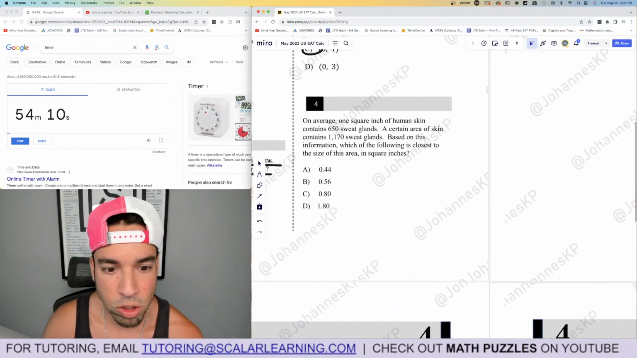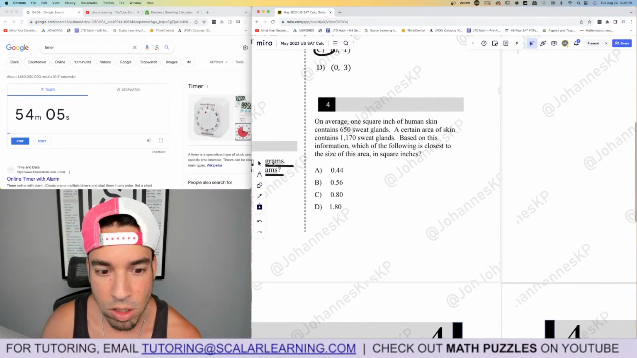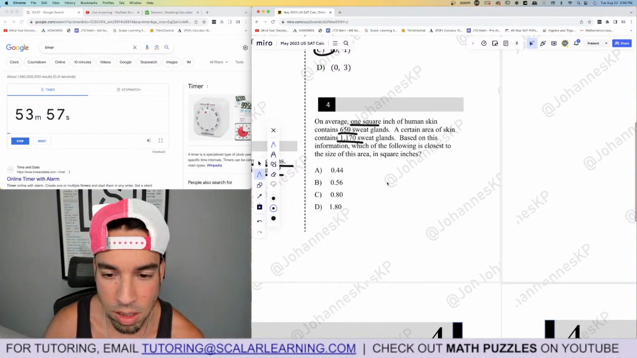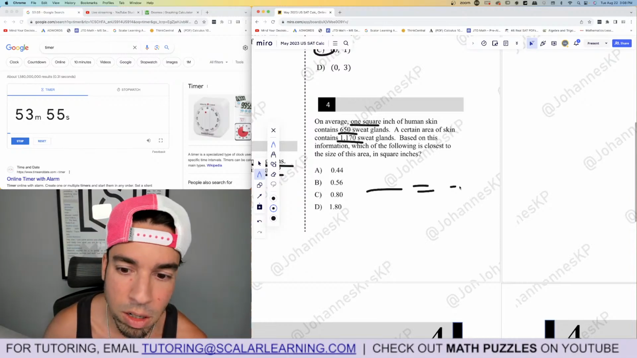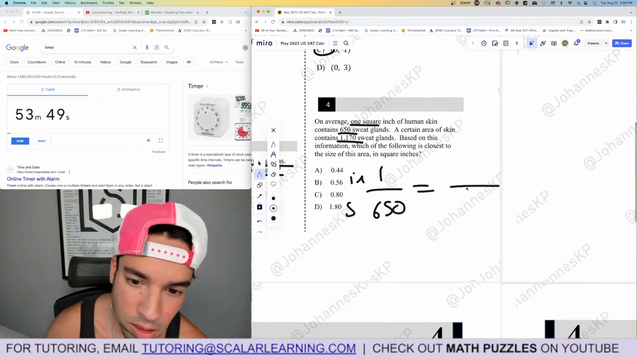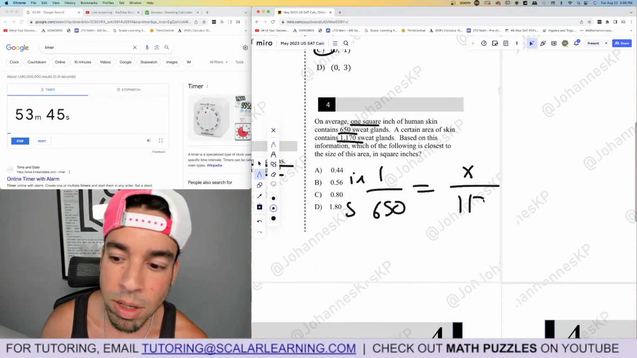On average, 1 square inch of human skin contains 650 sweat glands. A certain area of skin contains 1170. Based on this information, which of the following is close to the size of this area? Let's do a little proportion. So we know that 1 inch is 650 sweat glands. So how many square inches for 1170?